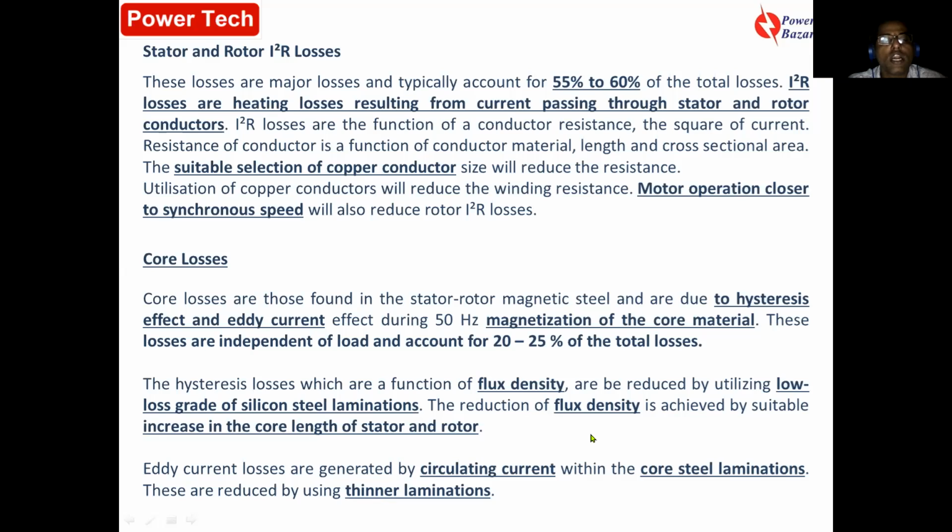If you go for thinner lamination, the circulating current will find higher resistance, due to which the current will be low. Because of this thinner lamination, the resistance will increase, due to which eddy current loss will be low and losses will be low.